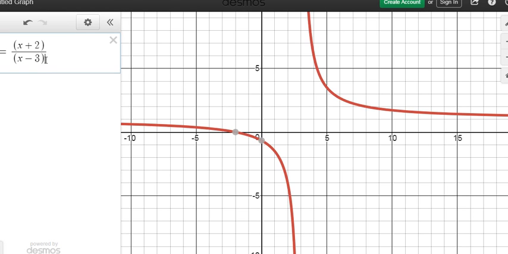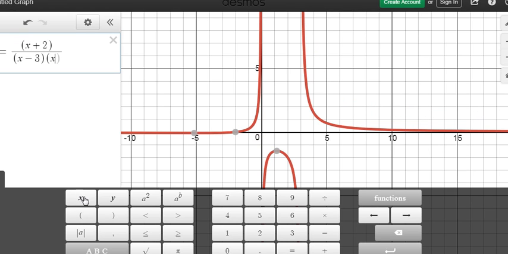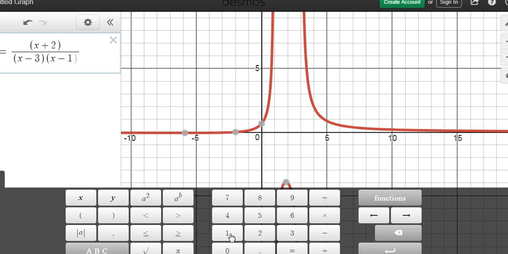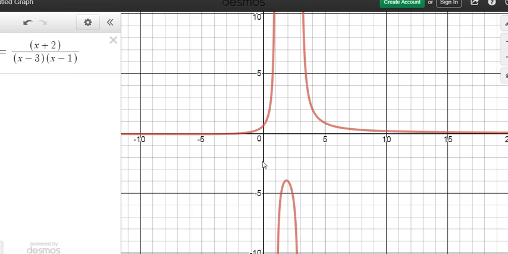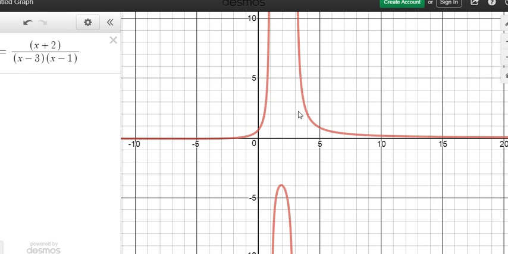Okay, so what happens if we have more than one binomial factor in the denominator? Look at how that changed. So what about x minus 1? If we put that in there, look at how this changes. We actually have a vertical asymptote at x equals 1, right there. And we also have a vertical asymptote at x equals 3.